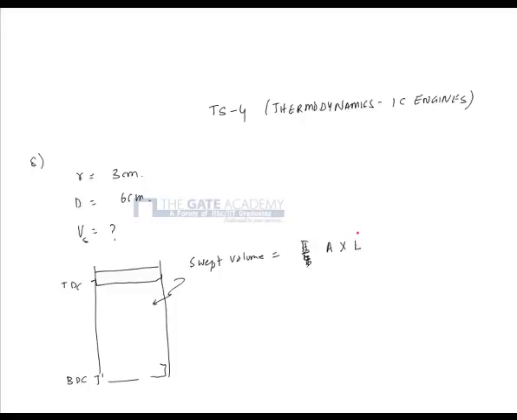So that is nothing but the area of cross section into the stroke length, let this be stroke length capital L. Stroke length is L and area of cross section is A, which, as it is circular, is pi by 4 D square into L. So now D is given, L is not given, so L we need to find out.